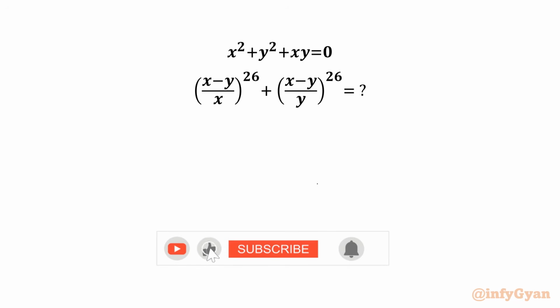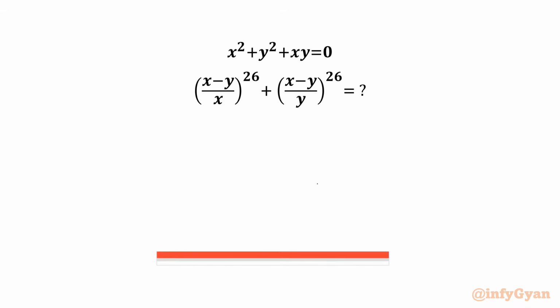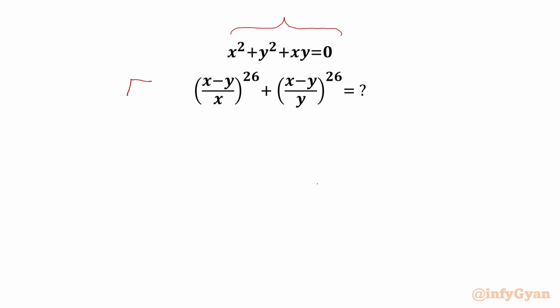Today in this video, we have to solve one very interesting question from algebra. The known equation is x square plus y square plus xy equal to 0. Then we have to find the required expression E. So let's get it started.